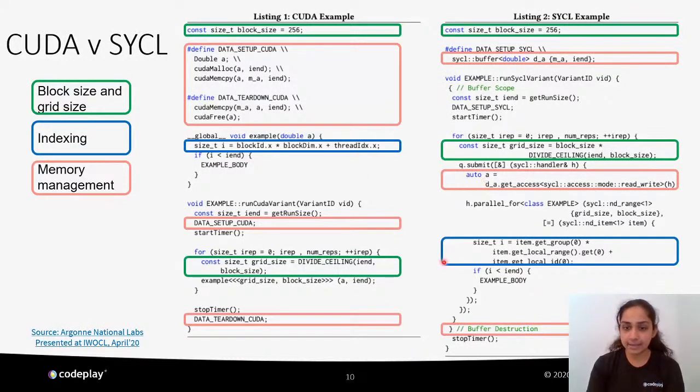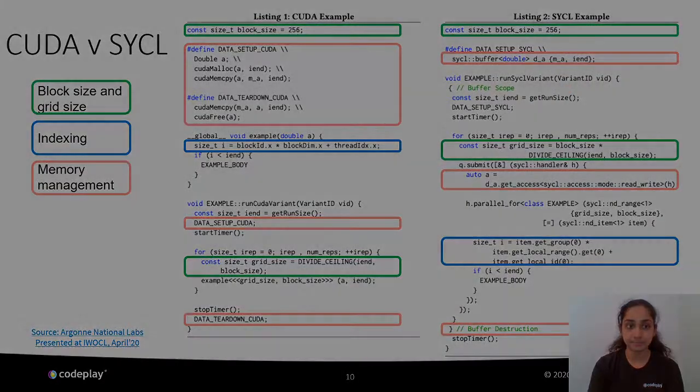The indexing is shown in the blocks represented in the blue, and the block size and the grid size calculations are shown in the block represented in the green. So as you can see, it simplifies the code. The same code that we see over here can be run on the CPU, GPU, or even any processors or any of the chips that come up.